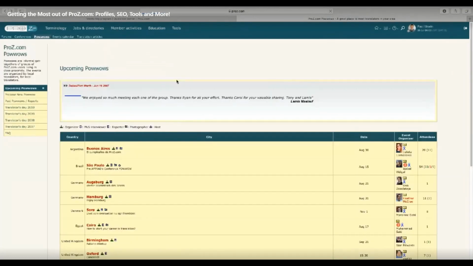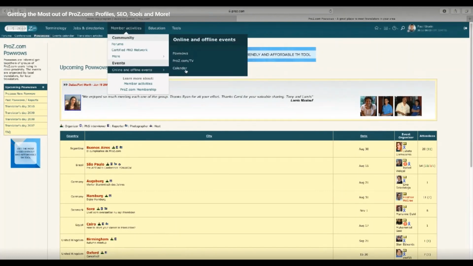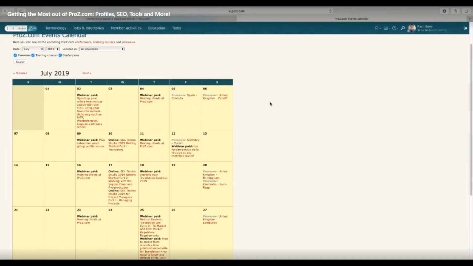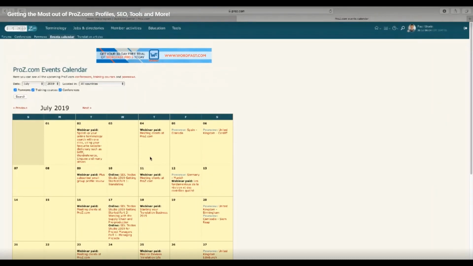So lots and lots of things available on the Proz.com platform, member activities, online and offline events. You can go to this calendar here as well, and you can see exactly what is coming up in the future. Just take a few minutes to have a look at something that might be of interest to you. So we've got the powwows on here, different online training, training sessions, webinars, and so on. I can almost guarantee you that you'll find something that is going to help you and help your translation business.